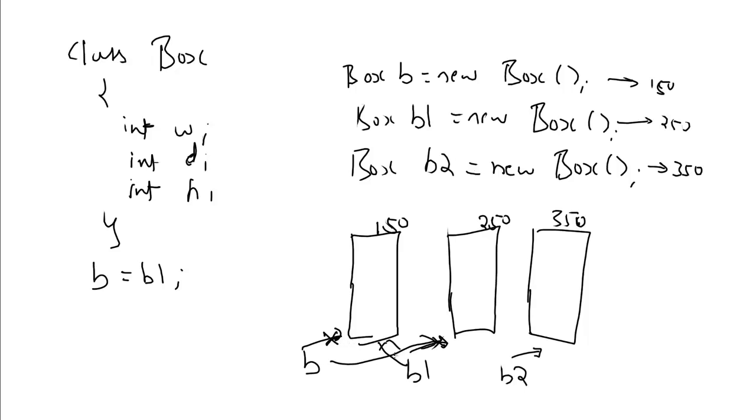Correct, right? Then I can also go ahead and say b2 is equal to b. What is the value of b right now? At this stage, b is not 150, it's 250. The value 250 is given to b2, so b2 also becomes 250. So basically, instead of pointing to this, b2 will also start pointing to this memory location.